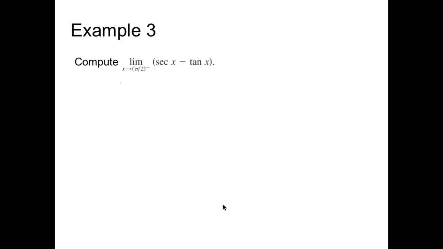All right, well, secant is 1 over cosine, right? And tangent is sine over cosine. And so if I'm looking at the limit as x approaches pi over 2 from the left, the one thing I want to point out is that cosine of pi over 2 is 0, right?